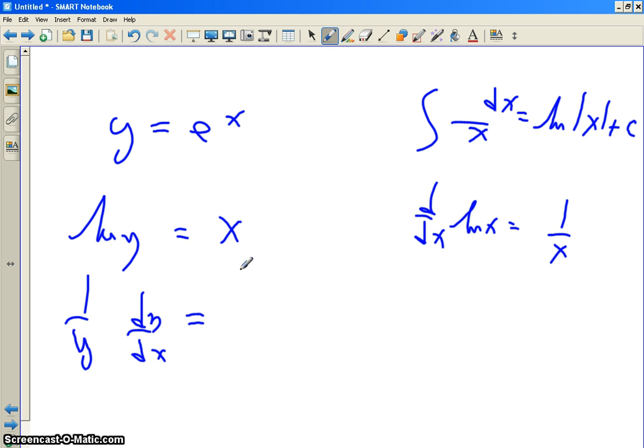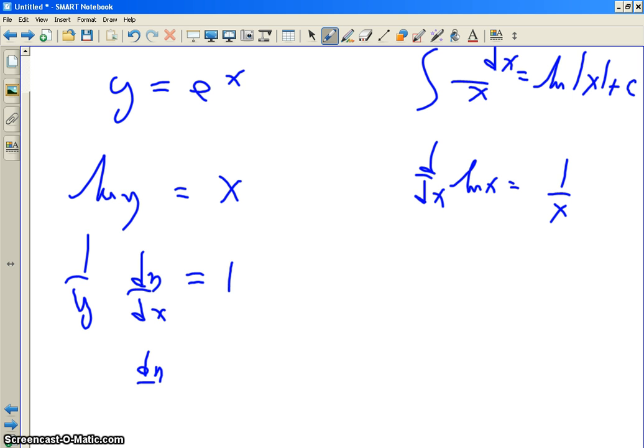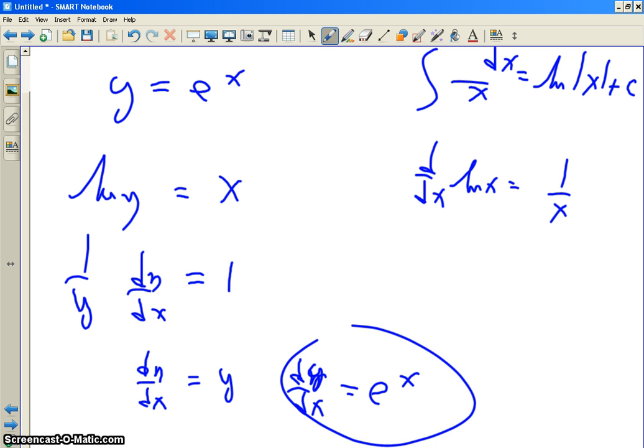1, just 1. Now remember, the question was, what's y prime? That's this. How do you get this alone? Multiply by y. So, dy dx is y. But what's y? It's e to the x. So, if y is e to the x, dy dx is e to the x. It's its own derivative. It's the only function that acts like that.